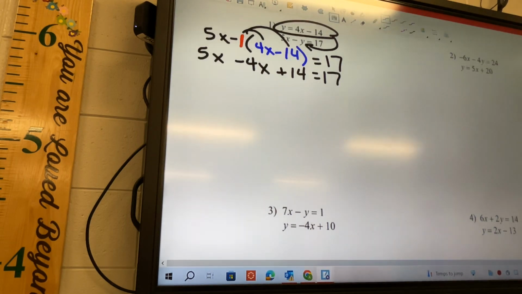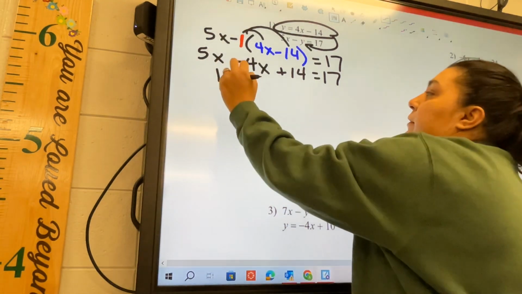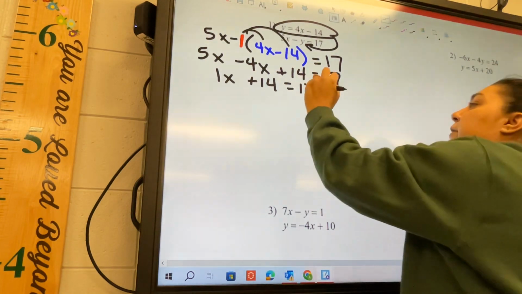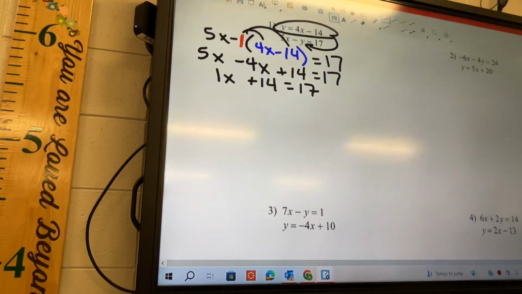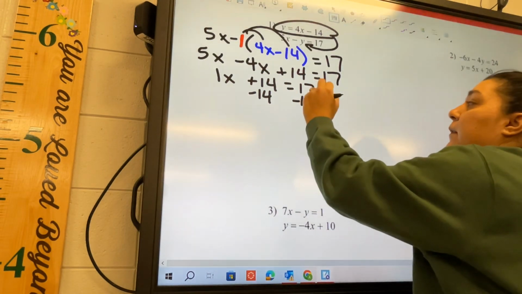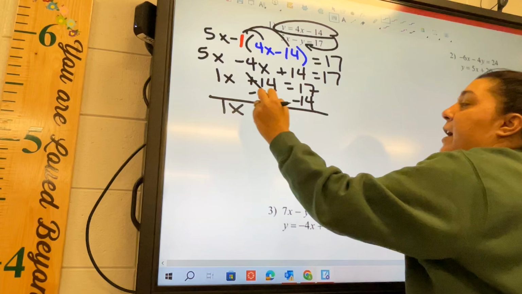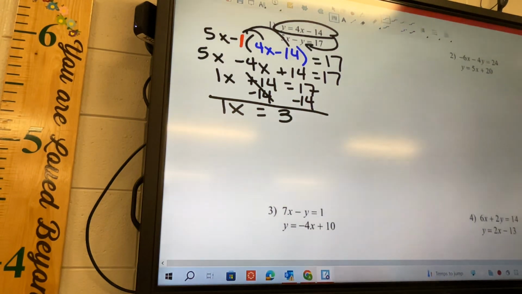Okay, so if we're looking at this now, what needs done next? Combine, so 5 minus 4, 1x, plus 14 equals 17. Okay, and if you recall, who is the kid? Who needs to move first? 14. The 14, so we're going to say minus 14 on both sides. Okay, so I get 1x equals 3. Okay, and then what? Then we're going to divide both sides by 1.